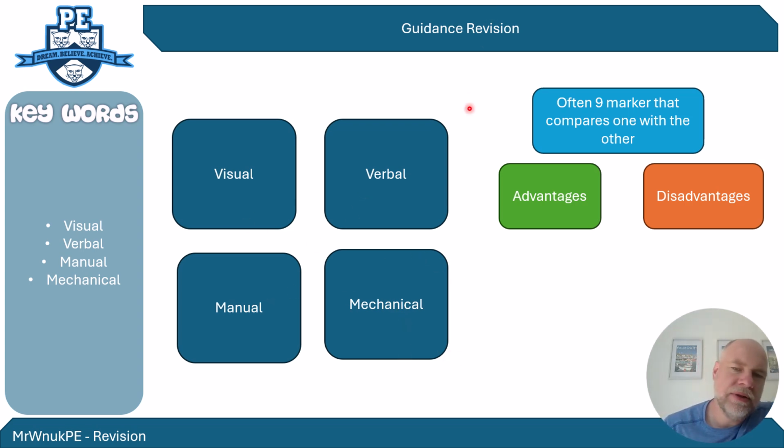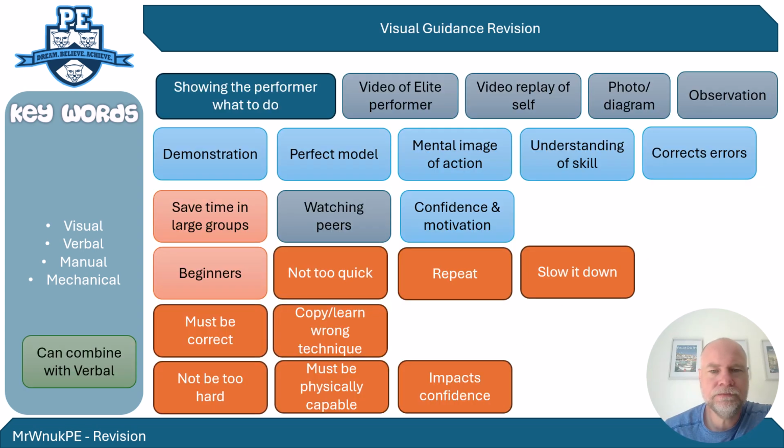Now you've got to be wary of these sort of exam questions, because they do like to ask them as a 9-mark exam question, where they typically will ask you to compare visual by verbal, or visual manual, or manual mechanical, etc. So you need to know at least 2 of them in detail, and often they're in pairs, so be wary of that. You also need to know the advantages, like when you would use that type of guidance, and disadvantages when it's not such a good idea to use that type of guidance. So let's crack into it.